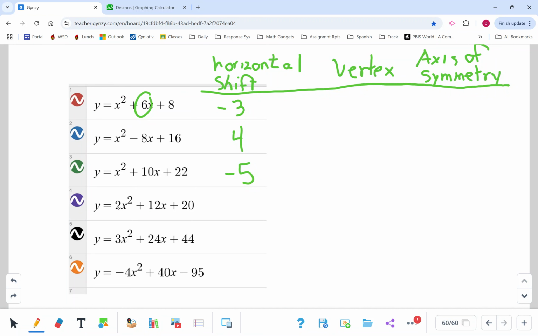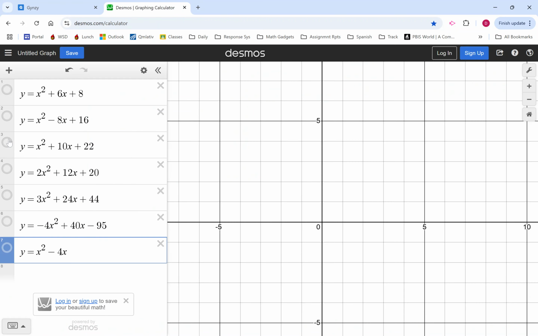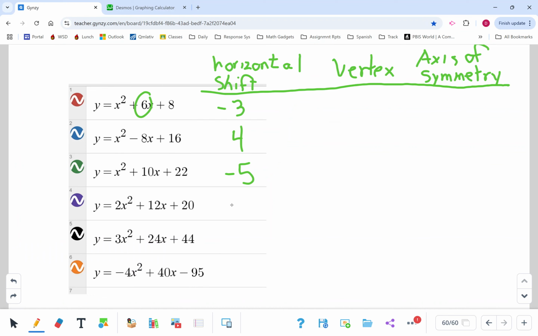Okay, 2x squared plus 12x plus 20. And so turn this one off, turn that one on, and it looks like it got shifted 3 to the left. Uh-oh. Well, half of 12 is 6, and the opposite of that's -6. But it didn't go 6 to the left. It went 3 to the left. So let me write this in here. But that's a bit of a problem.